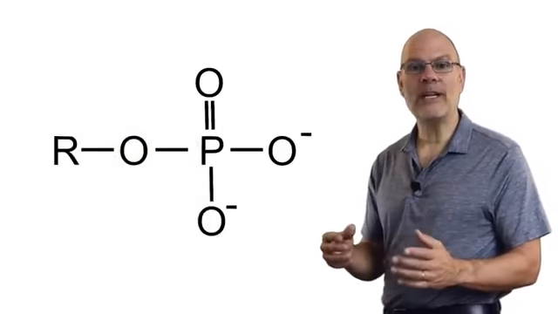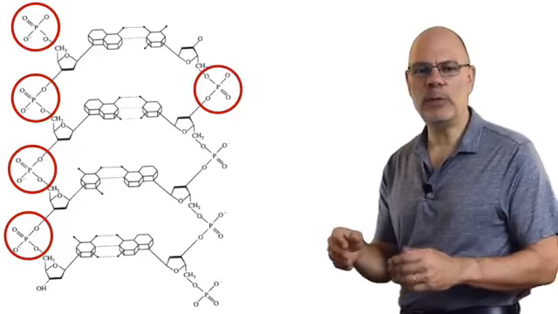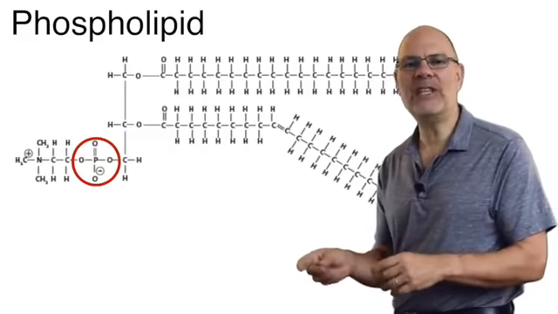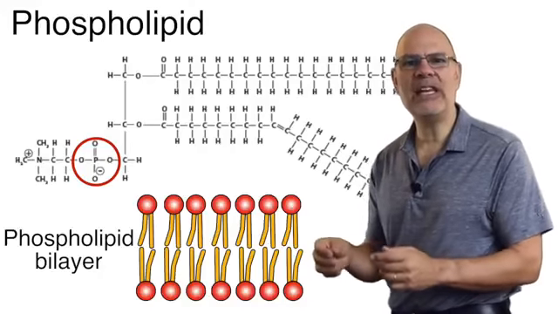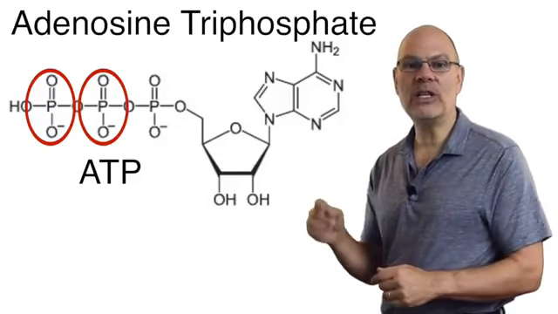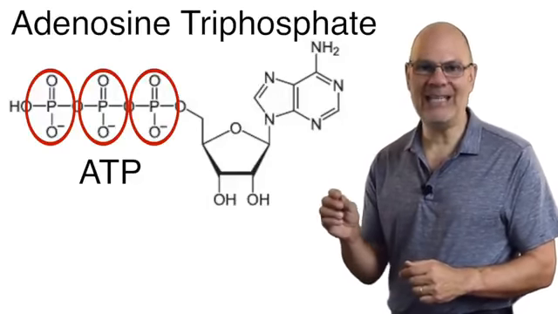Phosphate groups are incredibly important. Here are phosphate groups making up the backbone of DNA. Here are phosphate groups in the head of a phospholipid, the key molecule in cell membranes, and here are 3 phosphate groups in life's key energy molecule, ATP.